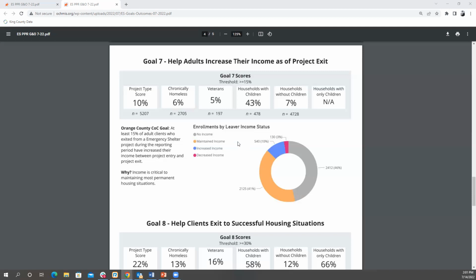Again, the clients with no income was a large percentage. Almost half of the clients that exited had no income, followed by clients that maintained income. And I suspect that this is because many clients are disappearing or exiting back to homelessness, and either haven't had a change or just haven't reported it to the case manager.